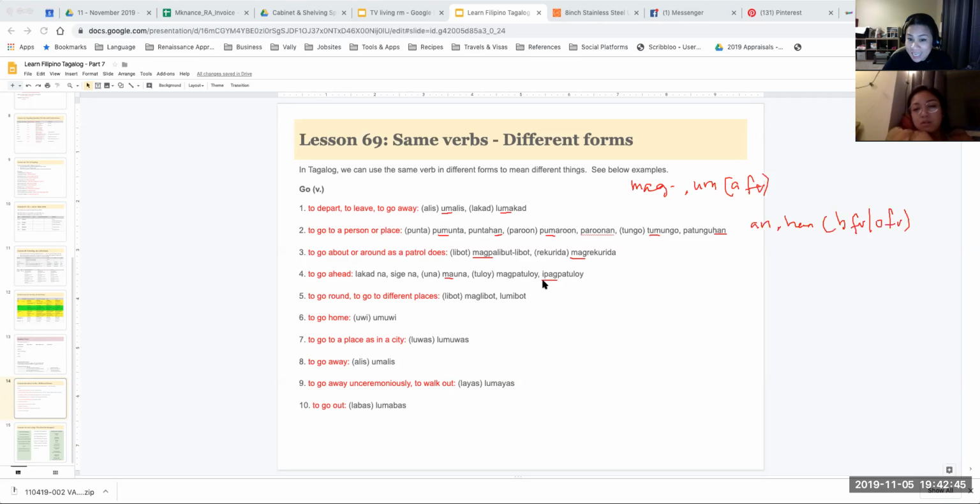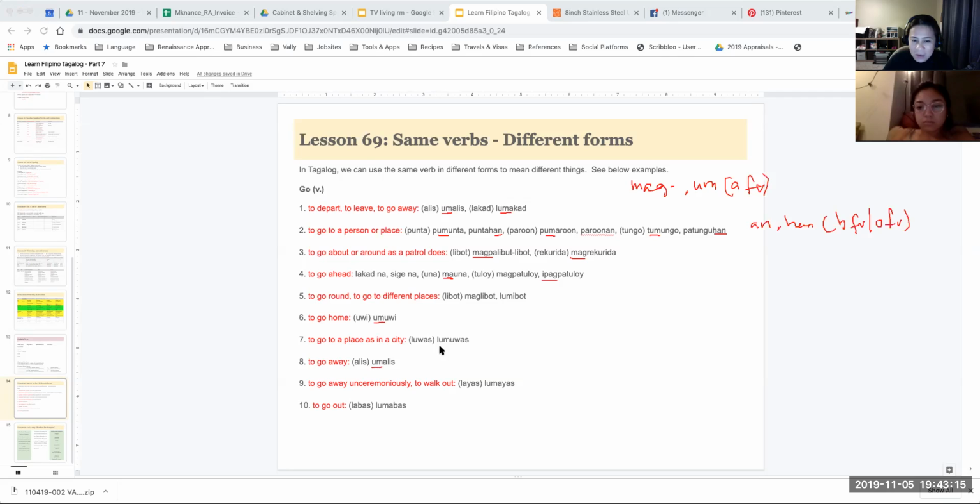Now you see i, there's i, right? If there's i, then that is benefactor or object focus. Every time there's i, it's object focus. Now, mauna ka na. Mauna ka means you go ahead. So mauna ka, ma is also object focus. The rest are very easy.